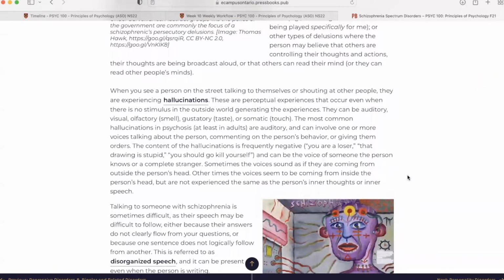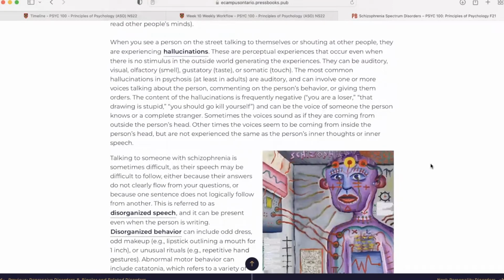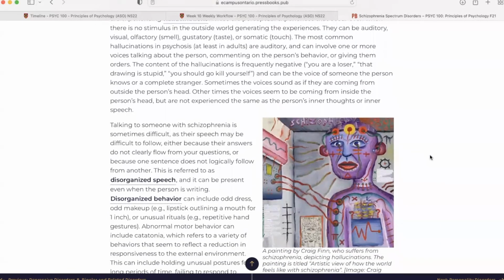They can be auditory, visual, olfactory, gustatory, or somatic, which is smell, taste, and touch. The most common hallucinations in psychosis, at least in adults, are auditory and can involve one or more voices talking about the person, commenting on the person's behavior, or giving them orders. The content of hallucinations is frequently negative, like "You are a loser," and can be the voice of someone the person knows or a complete stranger.